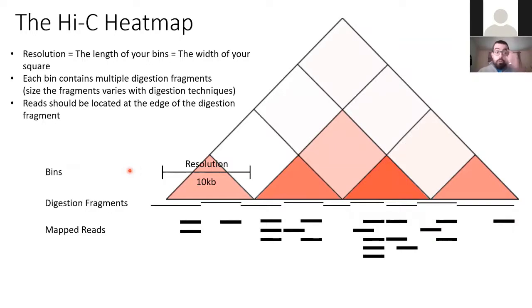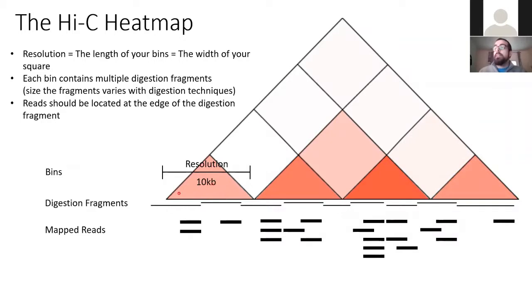So how do you read a Hi-C heat map? Well, first, all the heat maps have a resolution that you're going to specify first. So you choose the resolution you want your Hi-C heat map to be and your matrix to be.